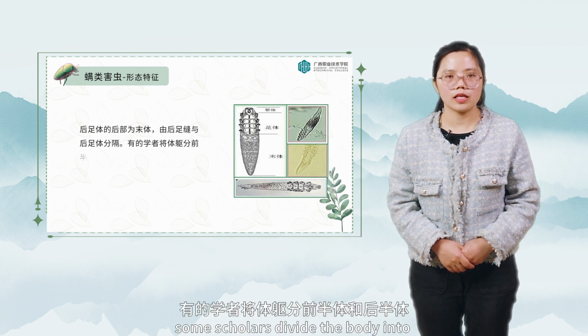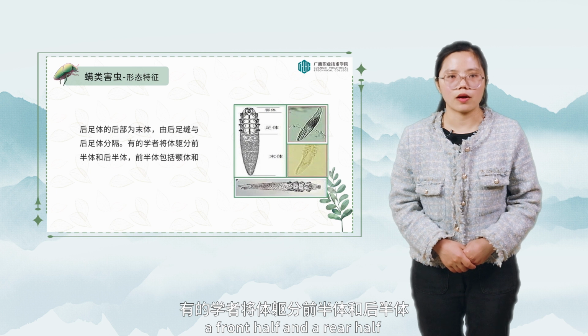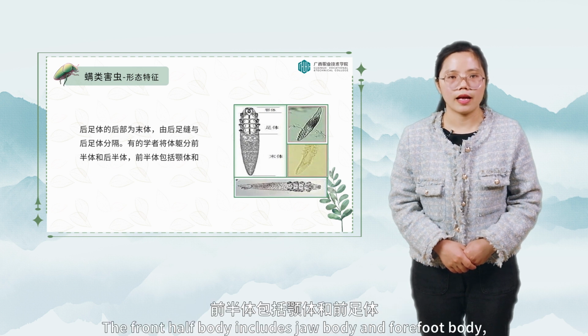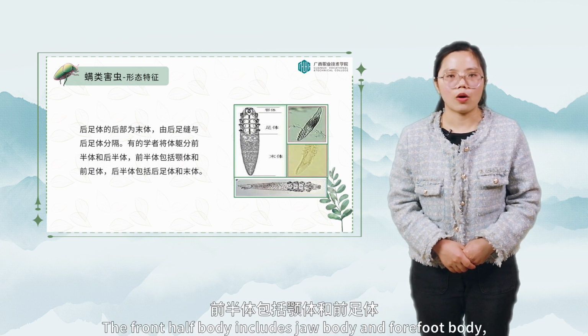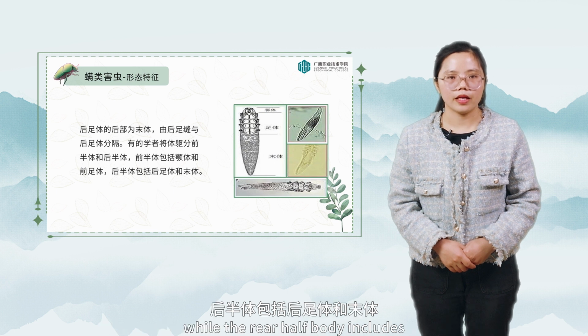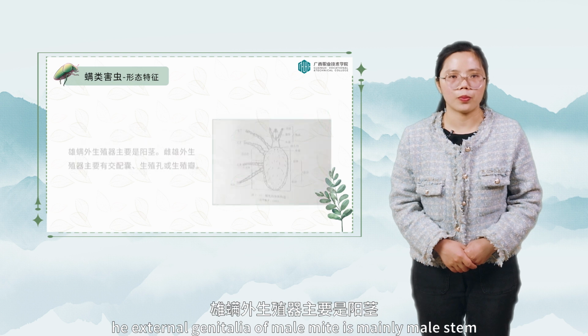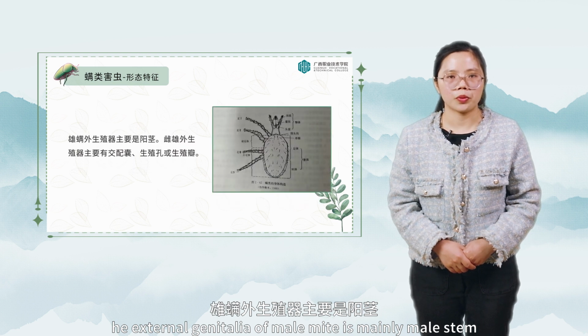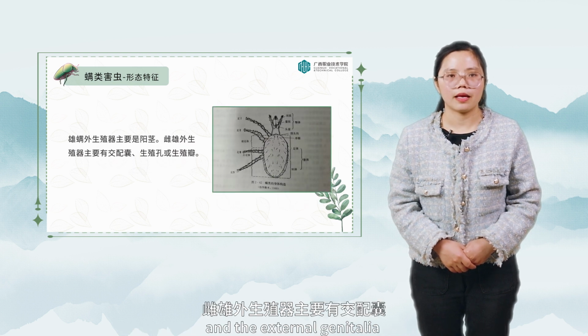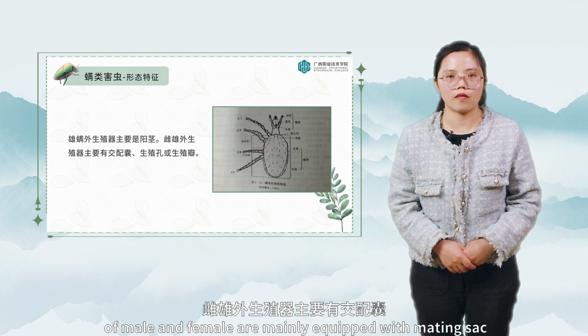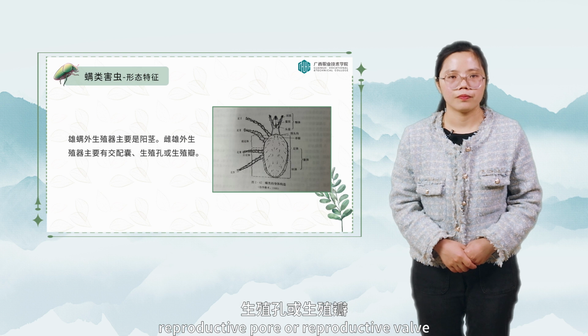Some scholars divide the body into a front half and a rear half. The front half body includes the gnathosoma and propodosoma, while the rear half body includes the metapodosoma and terminal body. The external genitalia of the male mite is mainly the aedeagus, and the external genitalia of male and female are mainly equipped with a mating sac, reproductive pore, or reproductive valve.